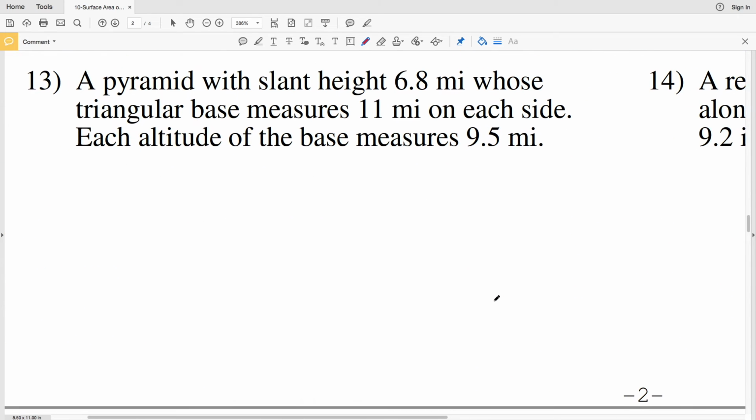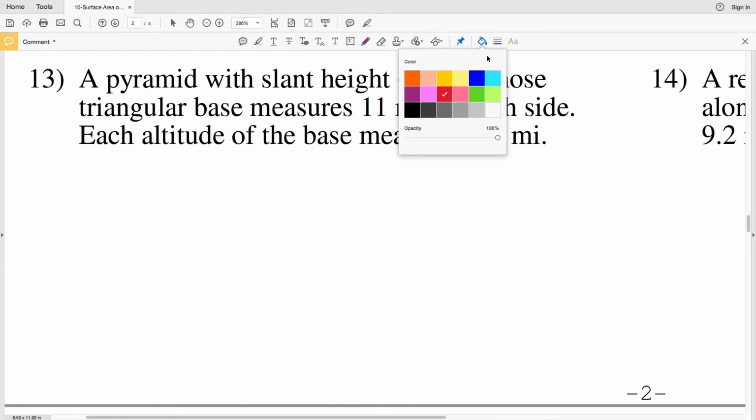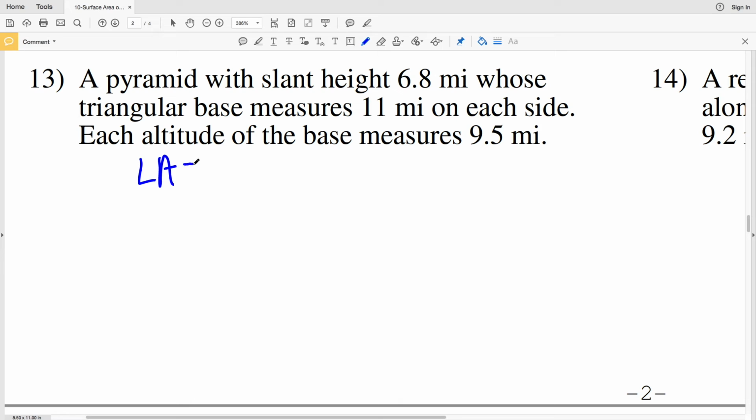Now for our last two problems, number 13 and 14, we're no longer given a diagram. However, they still give us the measurements we need, just in word form. So a pyramid has a slant height of 6.8 miles, and it's a triangular base whose measure is 11 miles on each side.